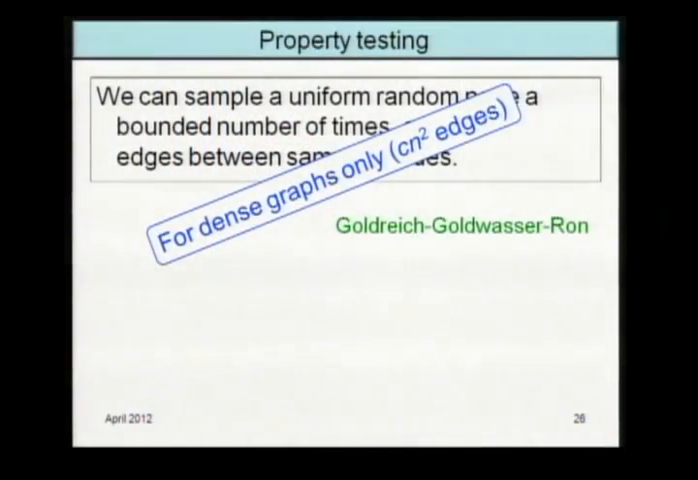And now I will assume that the graphs that I consider are dense, so they contain a constant fraction of the edges. Otherwise, the whole model doesn't make much sense.